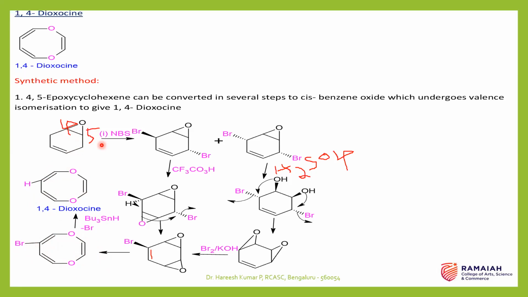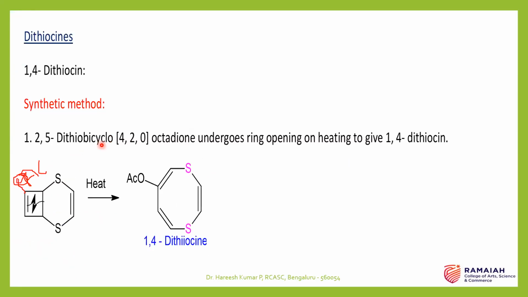So with this, I will go to the next slide. On the next slide, I am talking about one more compound called dithiones. Dithiones means if a heterocyclic compound contains 2 sulfur atoms at the 1,4 position, then we can say that it is 1,4 dithiosine. How can one prepare dithiosine? It is possible to prepare this 1,4 dithiosine starting with a bicyclic compound.